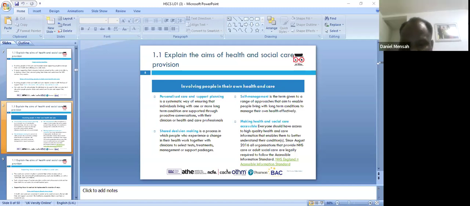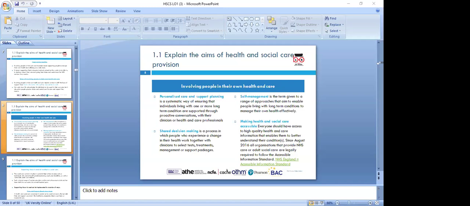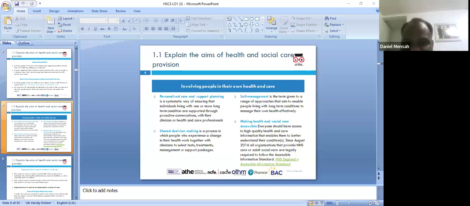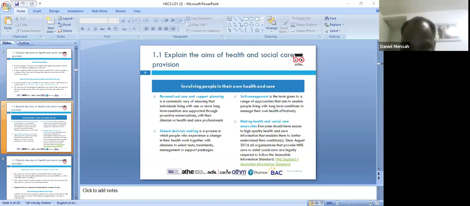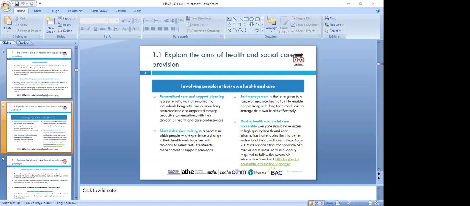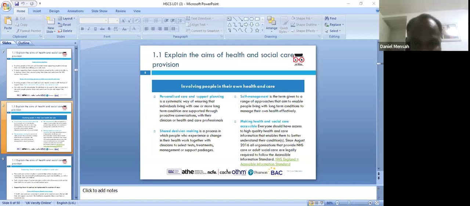I did mention as part of my earlier summation that one of the components within the health and social care structure is what we call personalized care or support. As part of the structure within health and social care, I did mention one of the key components within that care is what we call personalized care or support planning.